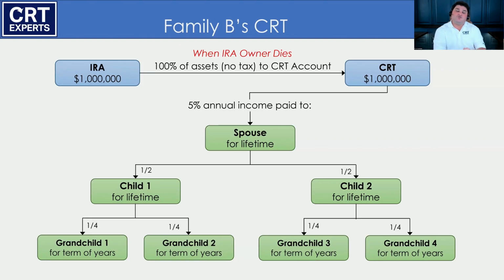At the survivor of the 2 children's death, our 4 grandchildren are the income beneficiaries for the shorter of their lifetimes and a fixed term of years. And so this is called a lives plus term CRT. We'll hit on that here in a moment. But this is a 3-generation CRT that we're using here.